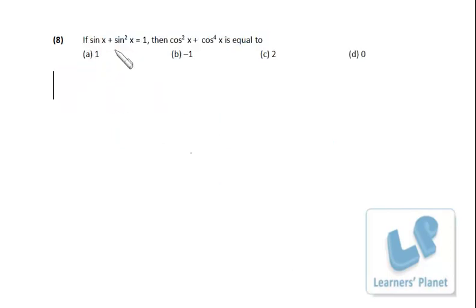Now this problem: if sin x plus sin square x is equal to 1, then cos square x plus cos 4x is equal to 1. Now that's also very simple. See, sin x is equal to 1 minus sin square x, right? If you take sin square x to this side, sin x will be 1 minus sin square x, that is nothing but cos square x, right?